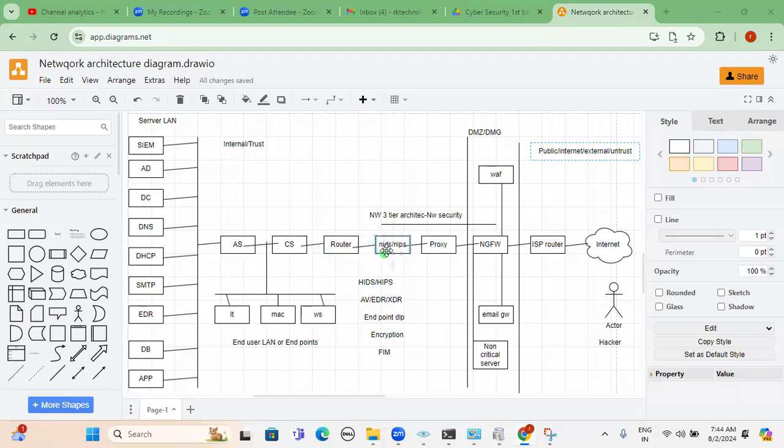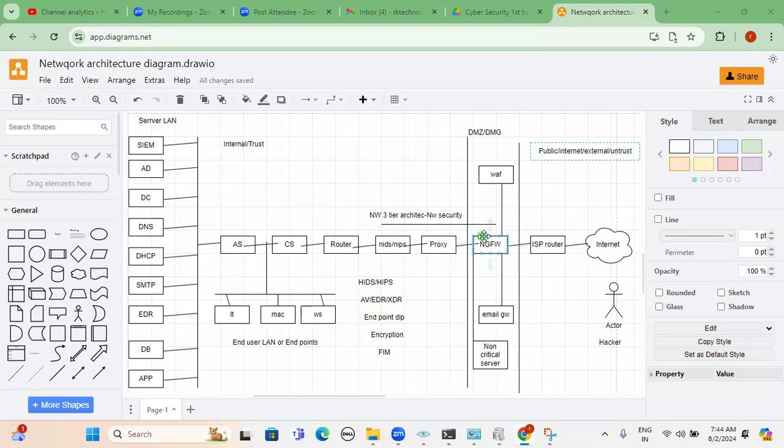And the next one is network IDS and network IPS, the network intrusion detection system and network intrusion prevention system. Next one is a proxy server or web gateway or secure web gateway or application gateway. Next one is the next generation firewall or firewall. Next one is the ISP router. Next one is the internet. So for the next generation firewall, there are two different firewalls every organization will maintain.